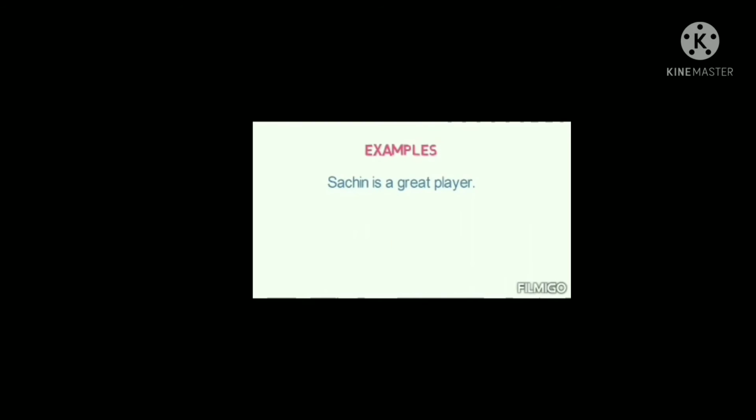Sachin is a great player. Here, Sachin and player both come in the category of a person, so they are nouns. Let's look into another one. Ahmedabad is a big city. Here, Ahmedabad and city both come in the category of place, so they are nouns.